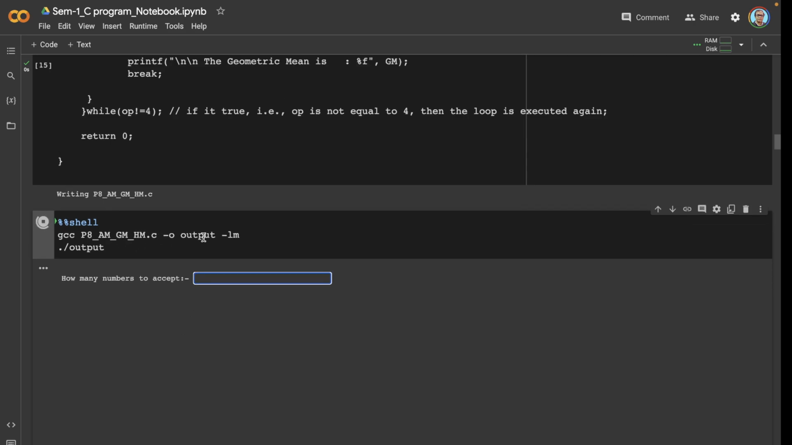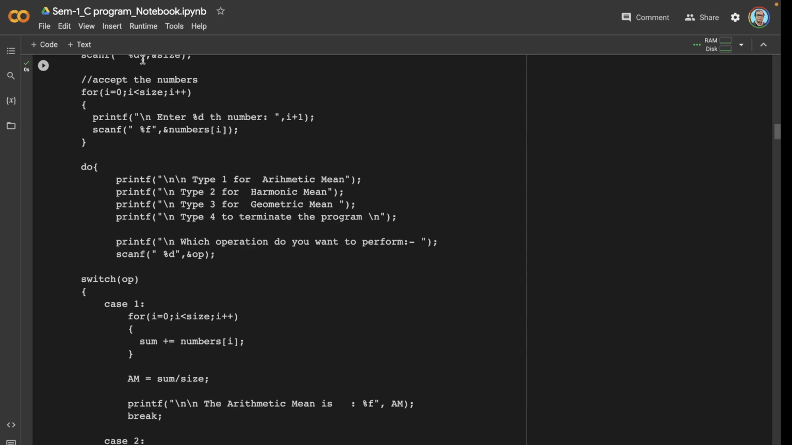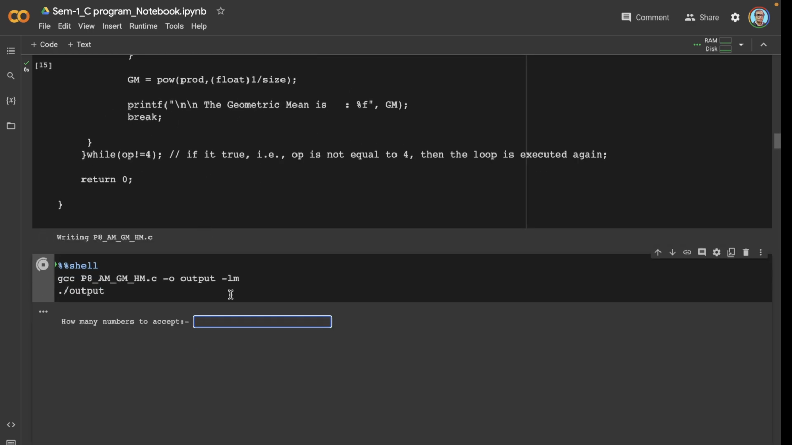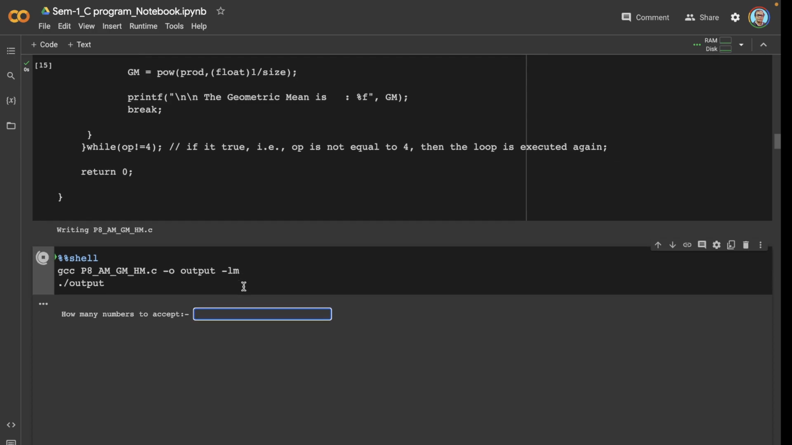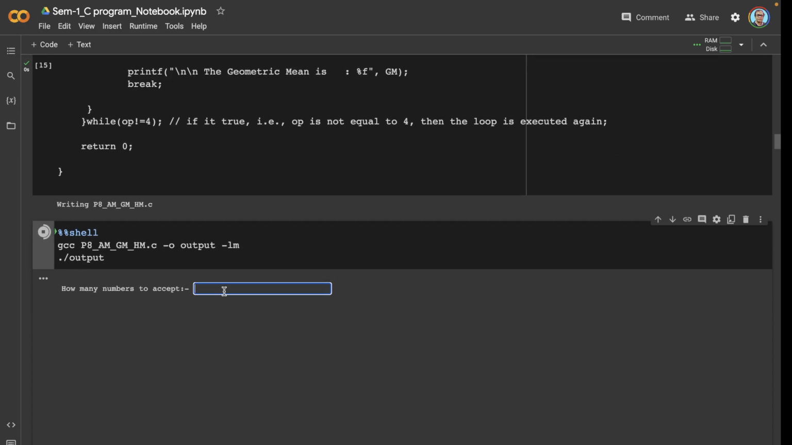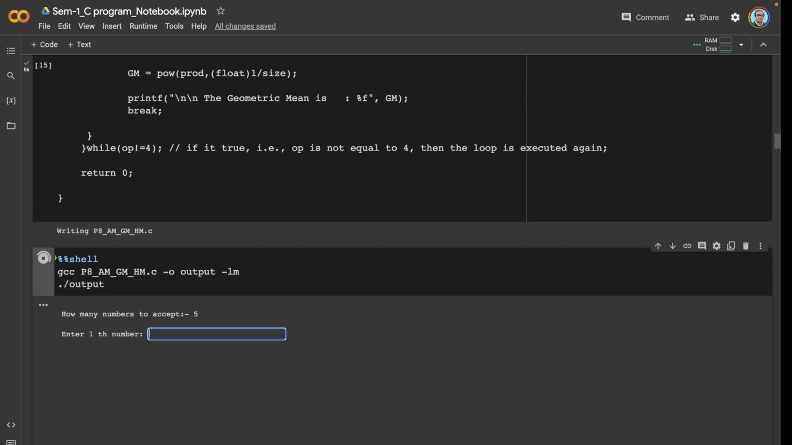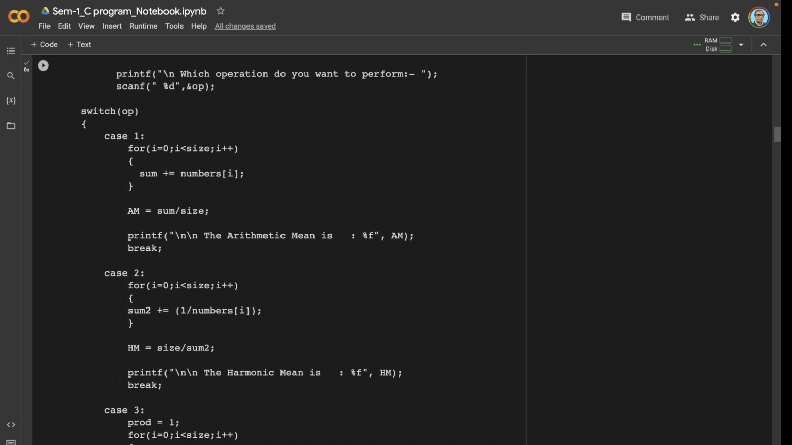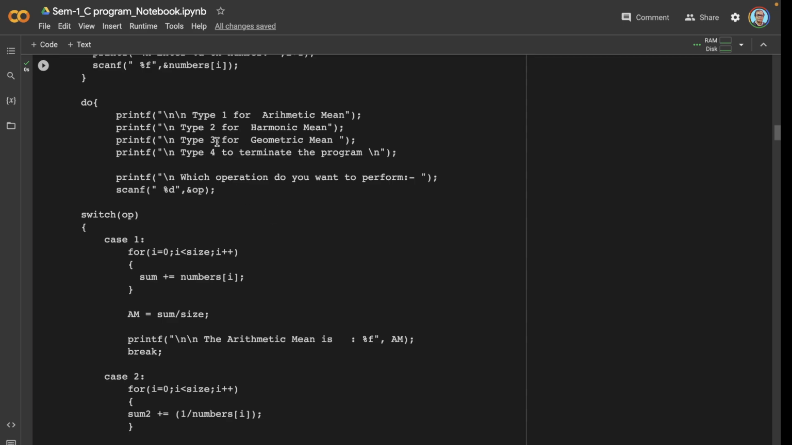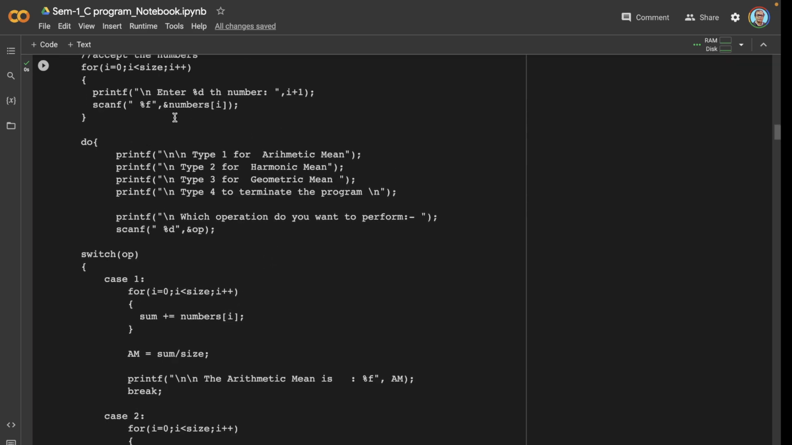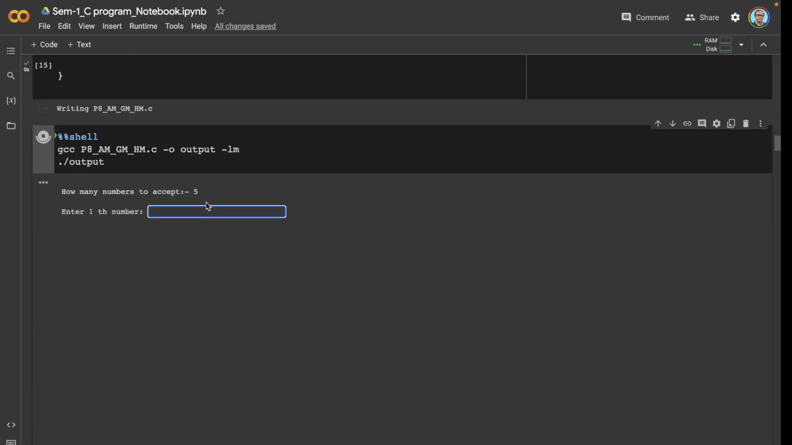Because here we include the math.h header file, you must write here dash lm. This dash lm is for linking the math header file. Then it asks how many numbers to accept. Suppose we give 5 numbers. The numbers are float type, so we can put 5.6.